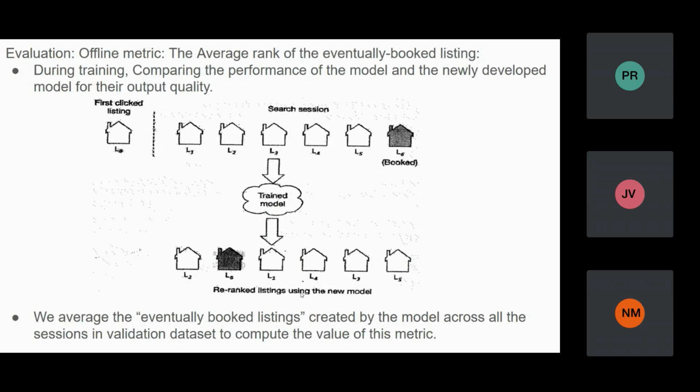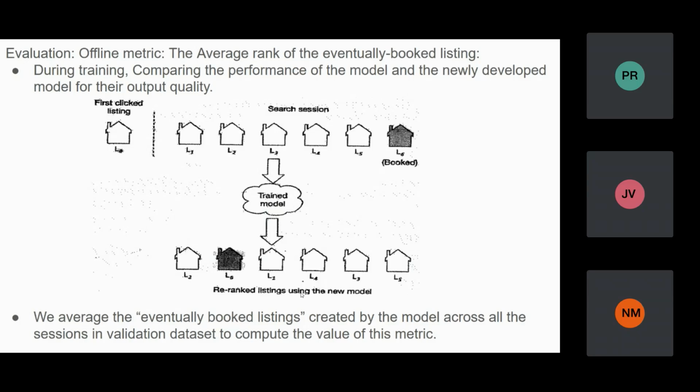Now, going to the evaluation with the offline metric. For evaluation, we use offline metrics to compare the output quality of the model to newly developed ones. One way to do it is to test how good the models are at predicting the eventually booked listing based on the latest user click. To measure that, we'll use a metric called the average rank of the eventually booked listing.